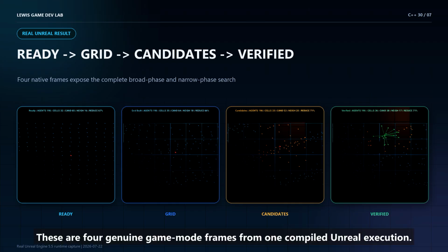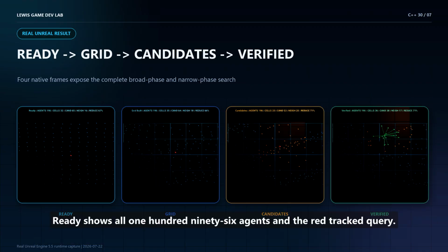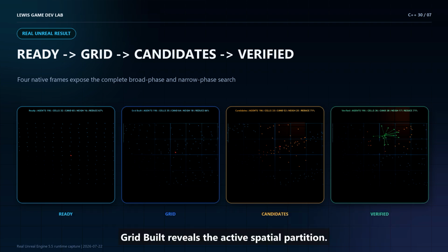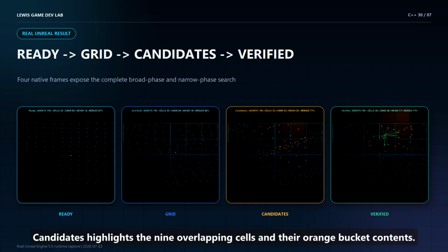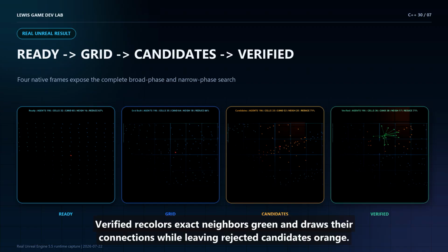These are 4 genuine game mode frames from one compiled Unreal execution. Ready shows all 196 agents and the red tracked query. Grid built reveals the active spatial partition. Candidates highlights the 9 overlapping cells and their orange bucket contents. Verified recolors exact neighbors green and draws their connections while leaving rejected candidates orange.